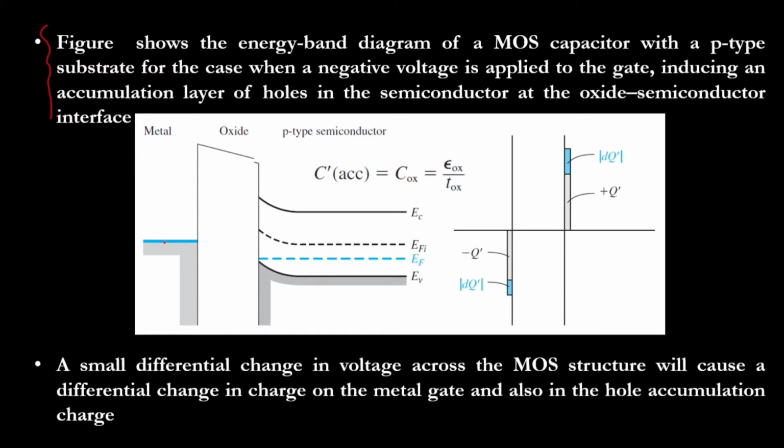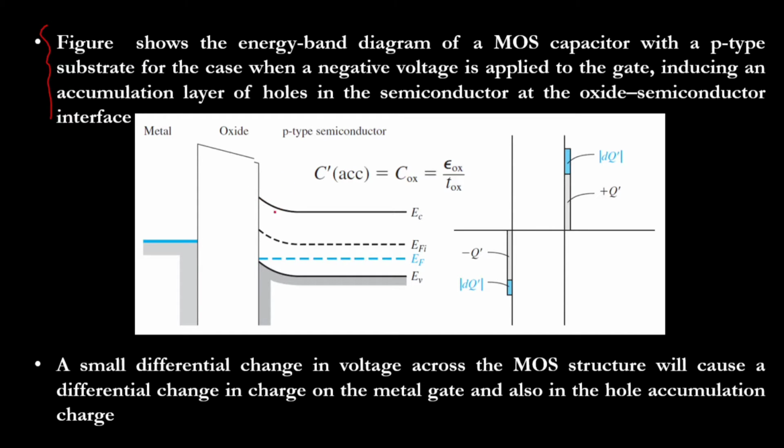Since we have applied a negative charge here, on the other side, in the semiconductor, holes are going to accumulate because of the electric field appearing in the oxide layer. That leads to bending of the energy band in the semiconductor at the junction of the oxide and semiconductor layer.